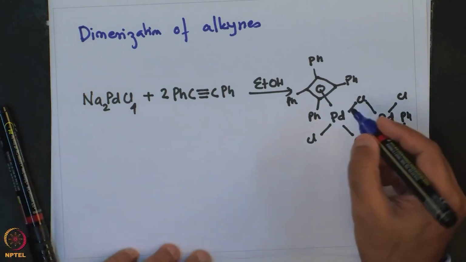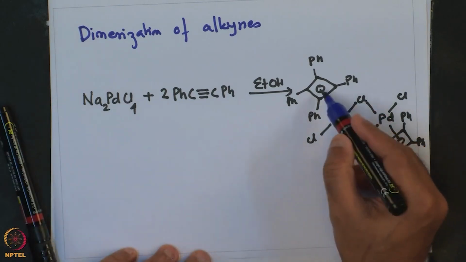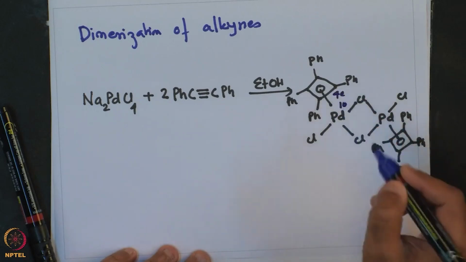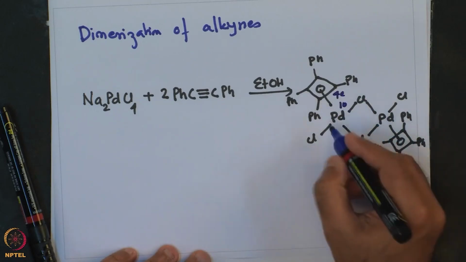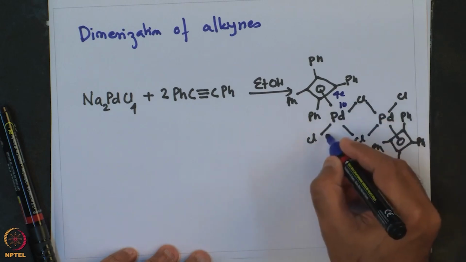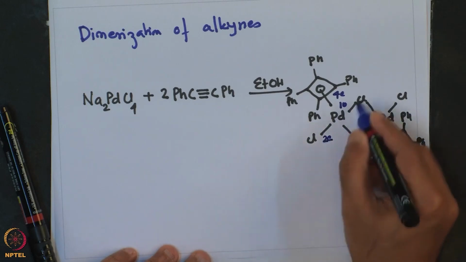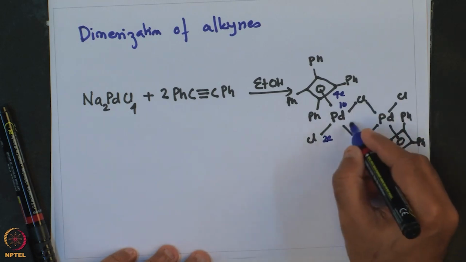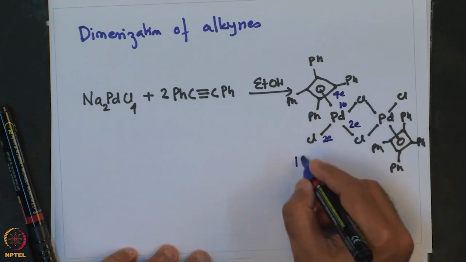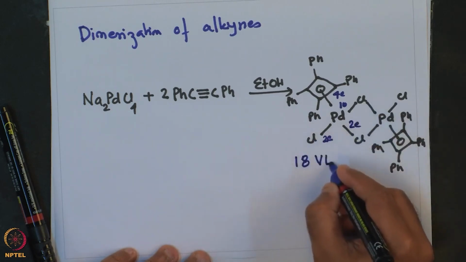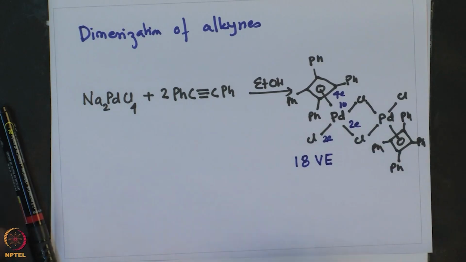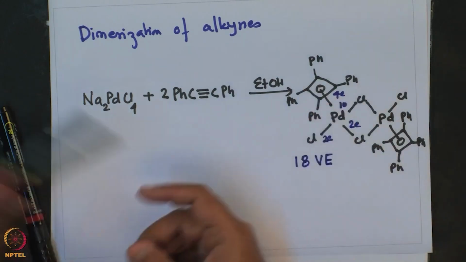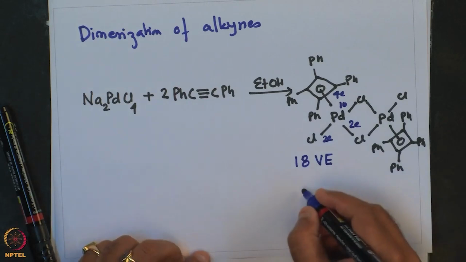and this is also an 18 electron compound: 4 plus 10 is 14, and 2 chlorides single bonded. So, this is 1 electron each, 2 together 16, and then 1 dative plus 2. So, this also is an 18 valence electron compound, and based on the classifications that we have been studying, this falls in the category of half sandwich complex.